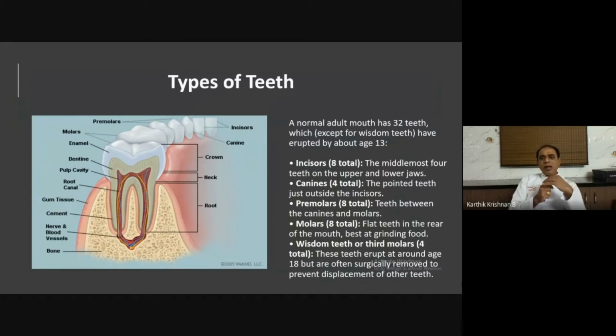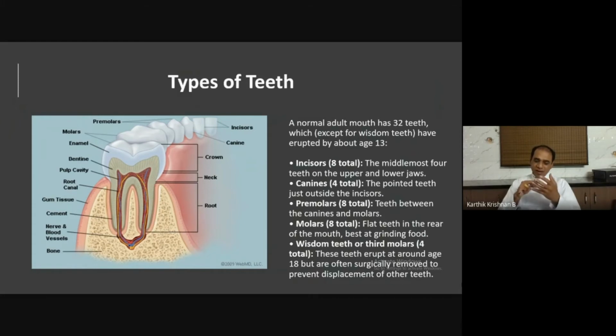So a normal adult will usually have 32 permanent teeth. Usually, when we ask our students how many teeth a human being possesses during his lifetime, they usually say 32. That's not right, because an individual in his lifetime, on a normal basis, will have about 52 teeth.